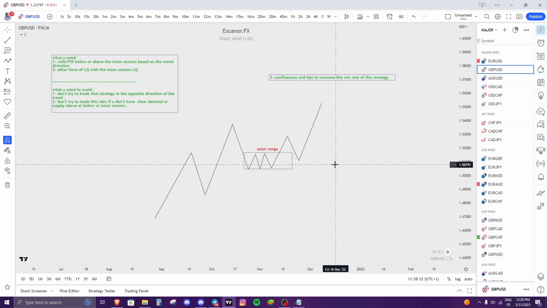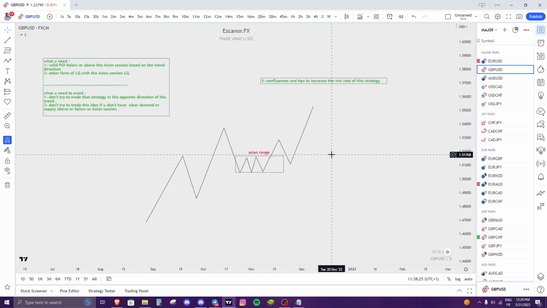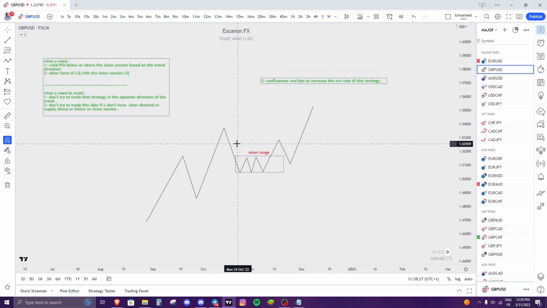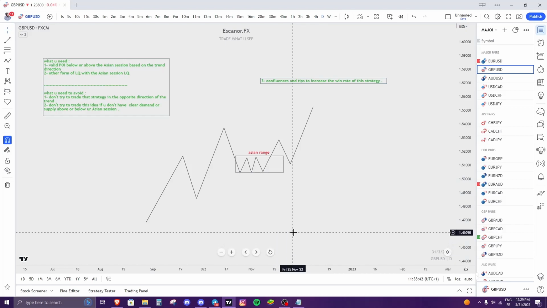The second point: don't try to trade this idea if you don't have a clear demand or supply above or below your Asian range. The same as the first point, it's the opposite. So if you don't have a clear demand or supply below or above your Asian range, based on the direction of the trend, don't try to trade it. So this is very risky. Now we're going to show you some examples.